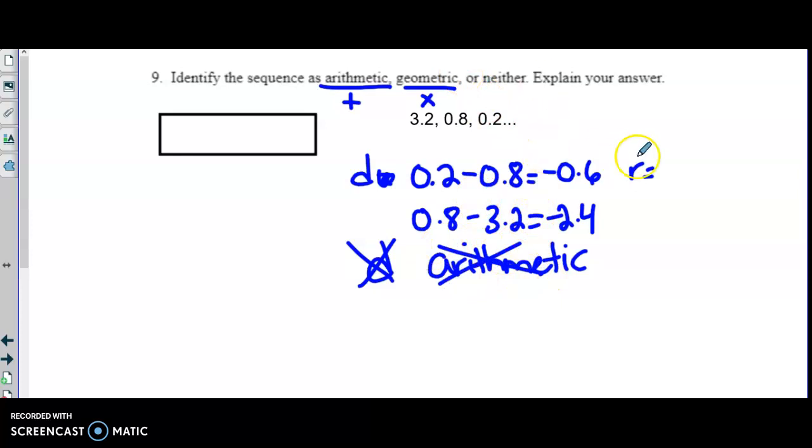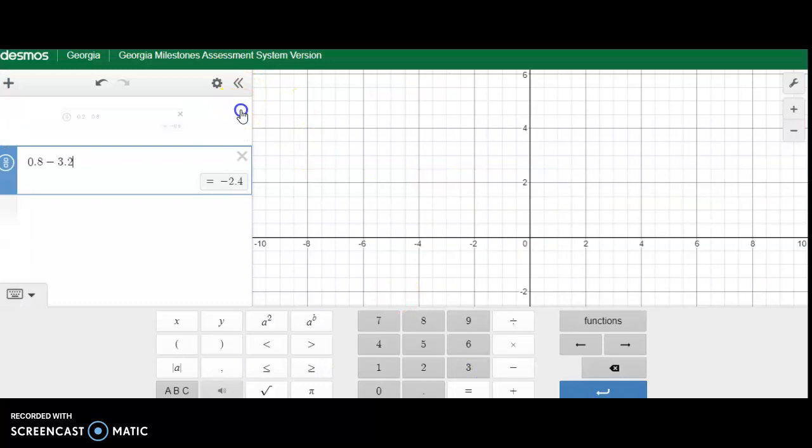All right, so now let's go over here and try to find the common ratio. Now, ratio is where you make a fraction. So you're going to take your first number, 0.2, put it on top, and divide it by the next number, 0.8. You're going to see what that equals. And then you're going to take 0.8 and divide it by 3.2 to see what that equals. If they equal the same thing, then we do have a common ratio, which means it would be geometric. So let's try this one.